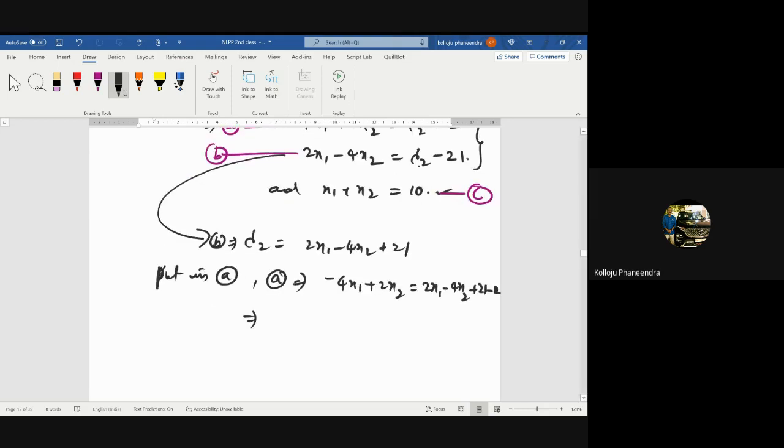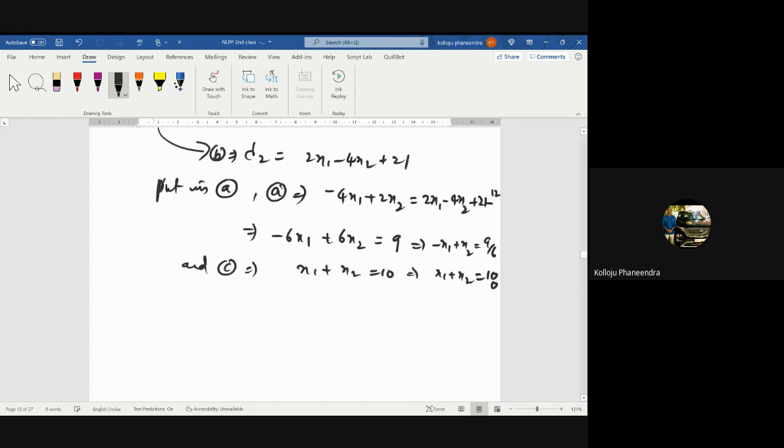So what is this in terms of x1 and x2? Take this entire thing to the left side. This is minus 6x1 plus 6x2 equal to 21 minus 12, which is 9. And the C equation is x1 plus x2 equal to 10. So minus x1 plus x2 equal to 9 by 6, and x1 plus x2 equal to 10. If I add these two, I get 2x2 equal to 9 by 6 plus 10, that is 69 by 6. So x2 equal to 69 by 12.